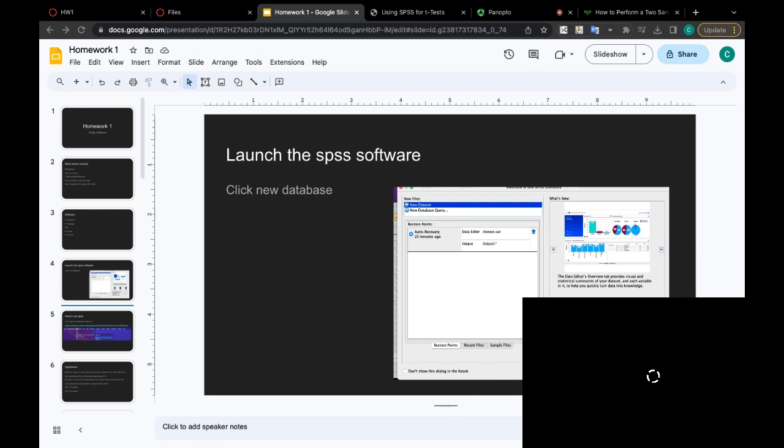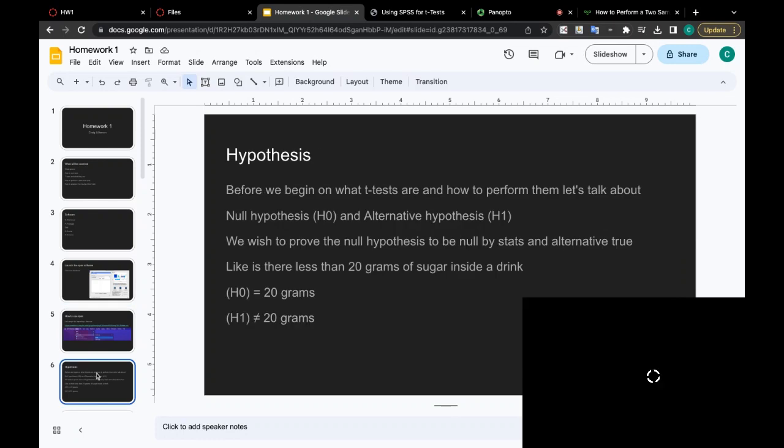Now, we have our data set open. We're going to leave it there. I'm going to close it out for now, so that I can start from the beginning when we get to that point. Before we begin on what t-tests are, we're going to have to talk about some important values and important steps before you perform your t-test.